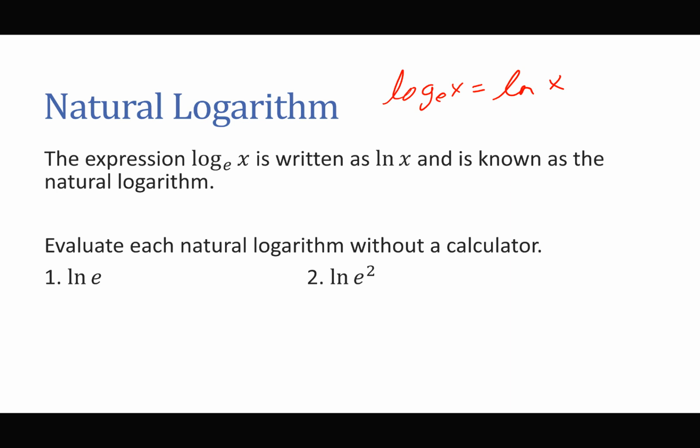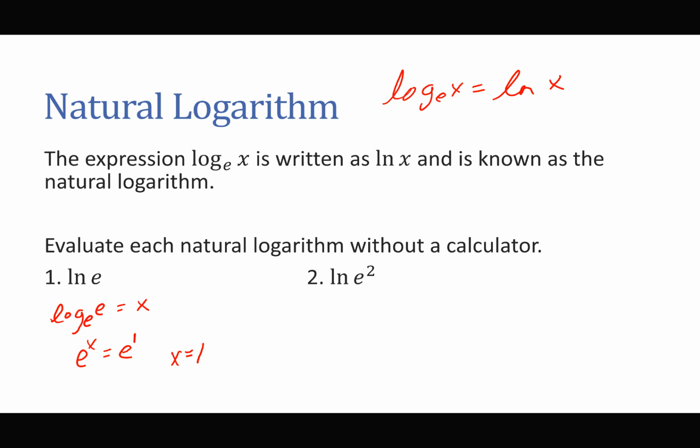So if we wanted to evaluate each one of these, so natural log of e, well, we could write that as log base e of e equals what? So if we want to change this to exponential form, this is saying e to the x equals e. Even though it's not written, you could think of this as really e to the first on the right. So we know x has to be equal to 1. So the natural log of e is equivalent to 1.